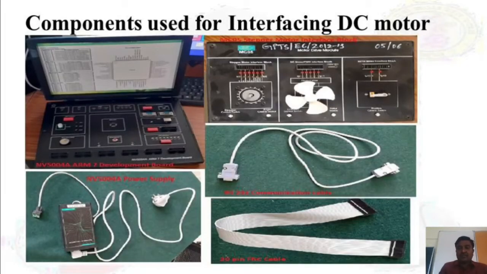These are the components used for interfacing the DC motor, as I have shown in the figure. The first one is the ARM7 development board kit. The second figure shows the MC05 DC motor interface module, RS232 communication cable, 20 pin FRC cable, then NV5004A power supply.